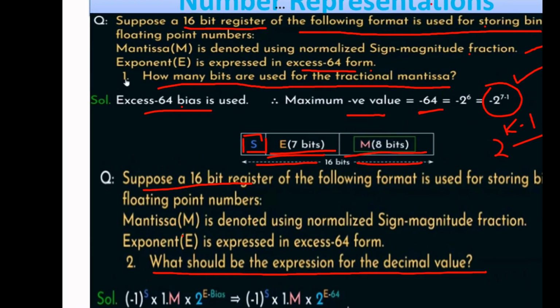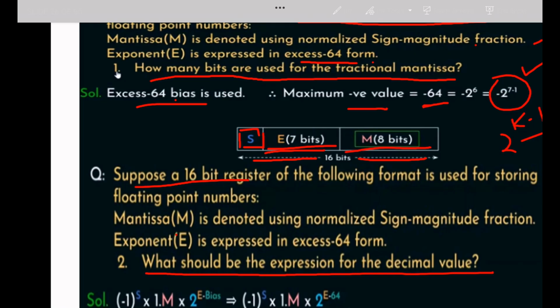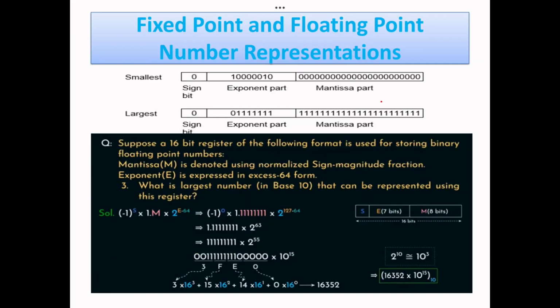Now see here, we already discussed the expression last time. Minus 1 to the power s, because this is a negative value. Second, 1 dot mantissa. Why are we writing 1 dot mantissa? Because this is the implicit normalization form. And 2 to the power e minus bias. What is the bias? The bias is minus 64, because this is the representation of the floating point.